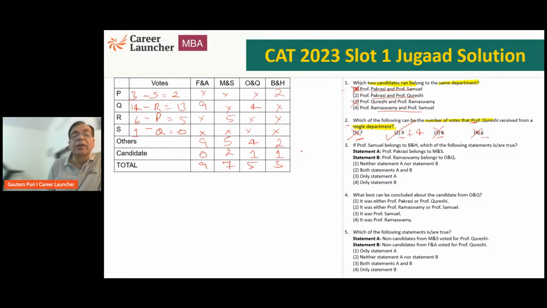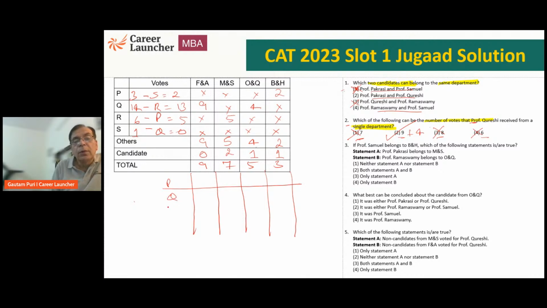Now the number of candidates is also 4. Now we need to look at which 2 people are from the same department. So we have P, Q, R, and S. Now, first of all, P and S cannot be from the same department because S voted for P.